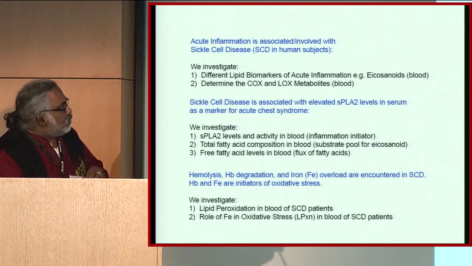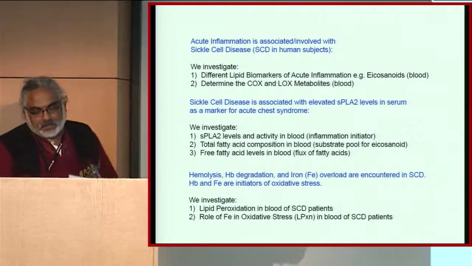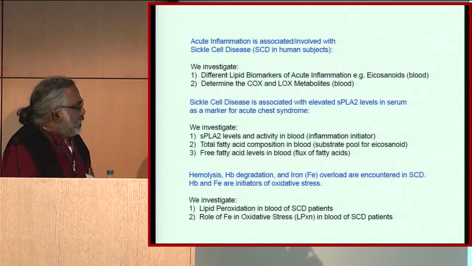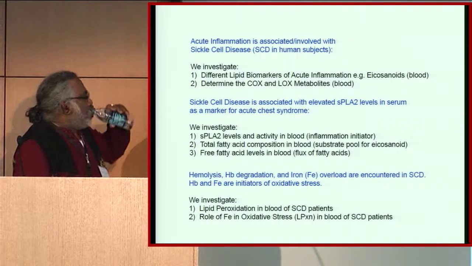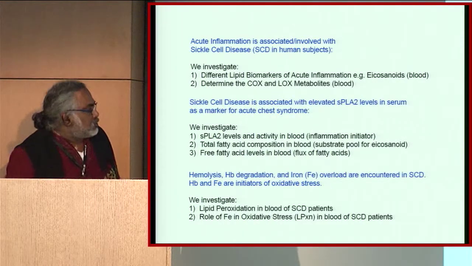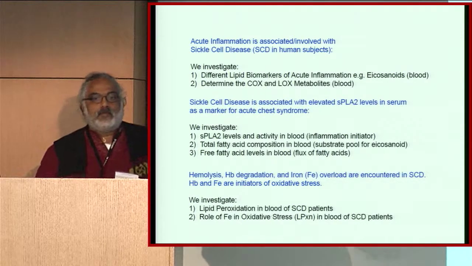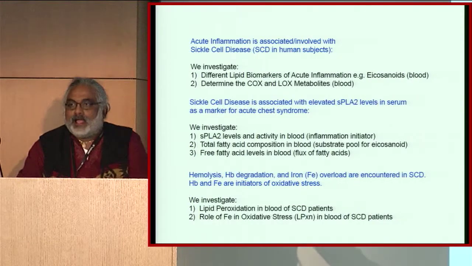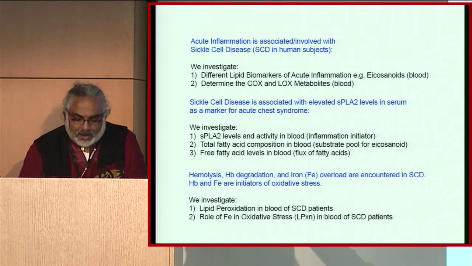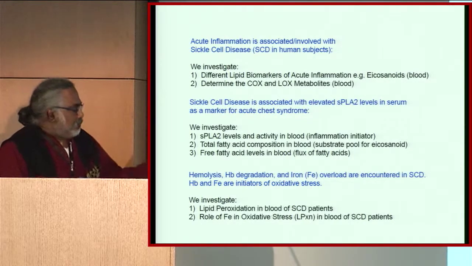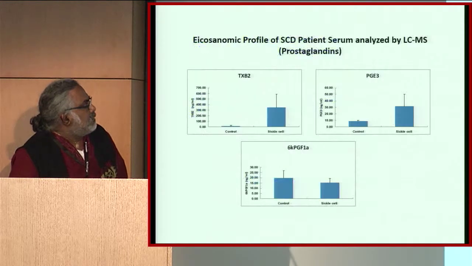So the real thing is we want to look at the lipid biomarkers in the acute phase as well as chronic phase, and then determine the COX and LOX metabolites to target that, and also investigate where the sPLA2 comes from. We have an idea that it comes from macrophages, and then see what happens to the substrates like fatty acids. And finally, there is a huge oxidative stress overload in sickle cell anemia because of the iron. There's only one drug that is useful now, hydroxyurea, which is very highly used, and whether it is doing anything to the lipid metabolism or not, we don't know. There is also acute hemolysis in these patients.